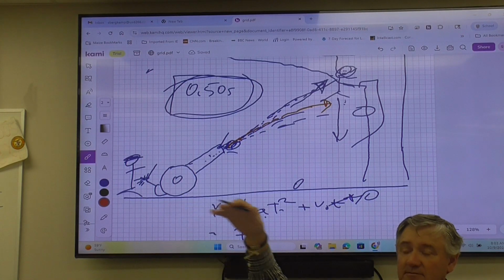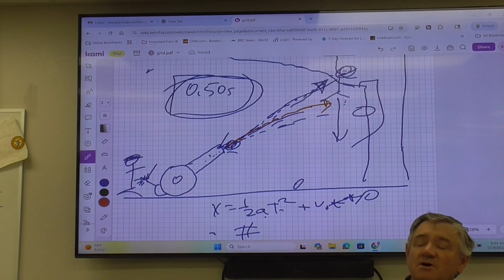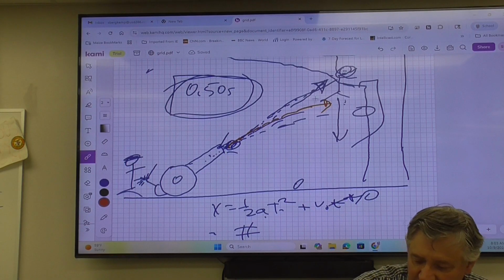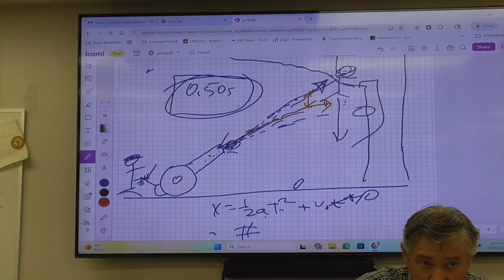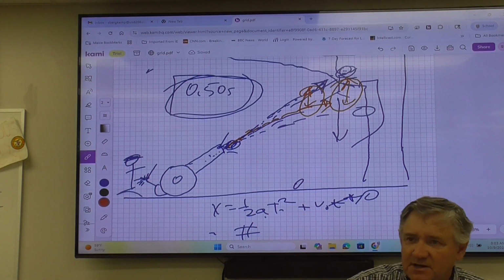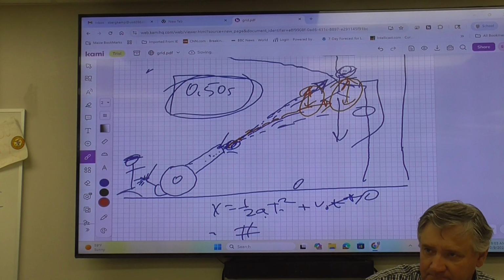So the question is, does the distance that the cannonball falls from its straight line, what the straight line path would be without gravity, is that distance the same as the distance that the monkey is gonna fall straight down? No.